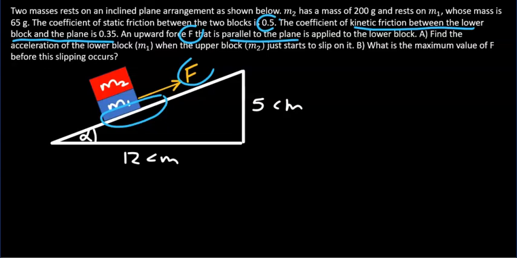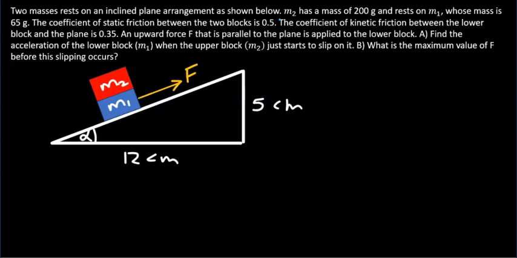Find the acceleration of the lower block, namely mass M1, when the upper block M2 just starts to slip on it. And what is the maximum value of F before this slipping occurs? The best way to begin is by looking at the free body diagrams of the system.